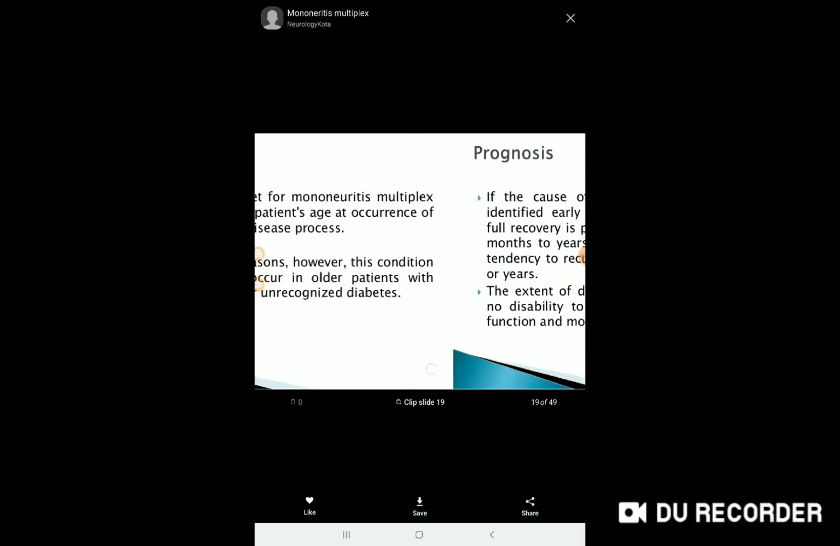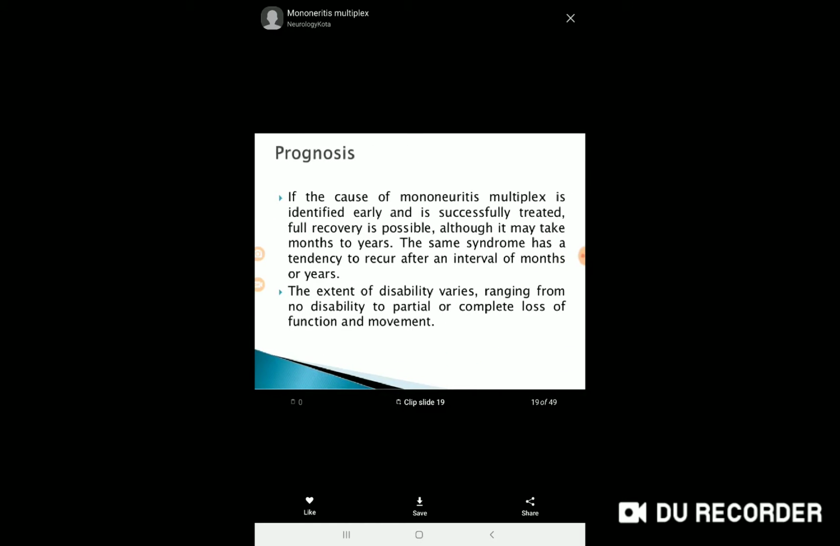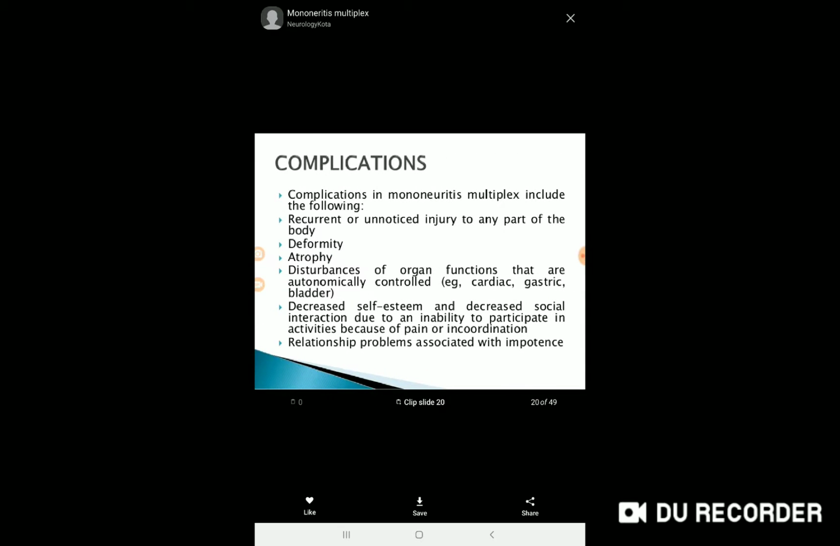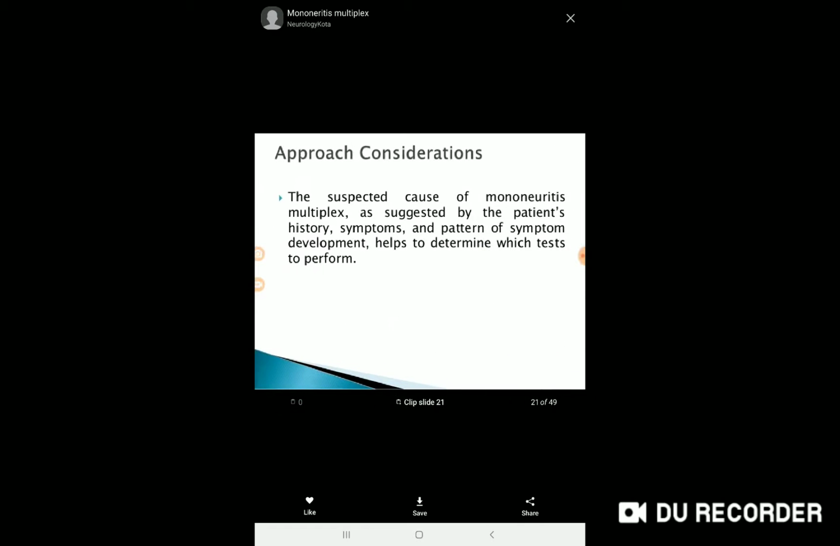So the prognosis: if you diagnose early, you can give them treatment. When there is an identifiable underlying cause, the treatment will be easier. And complications are the same as in all other neuropathies. There is a risk of social stigmata and some autonomic dysfunction.